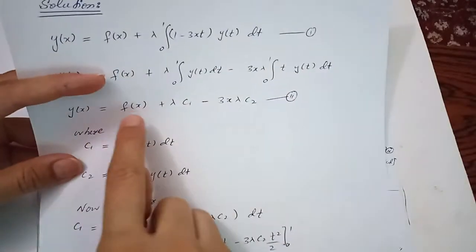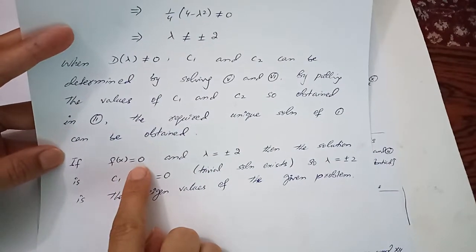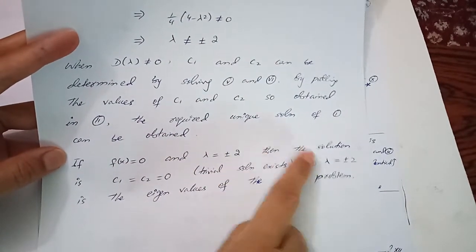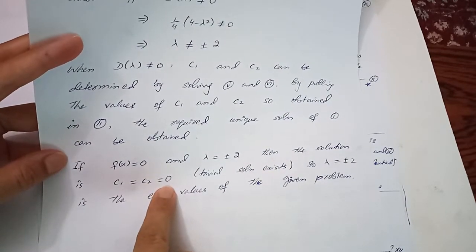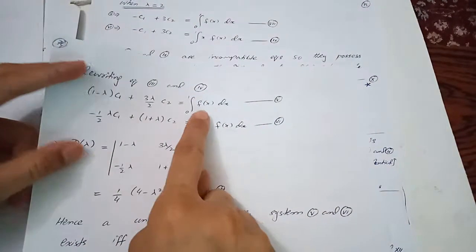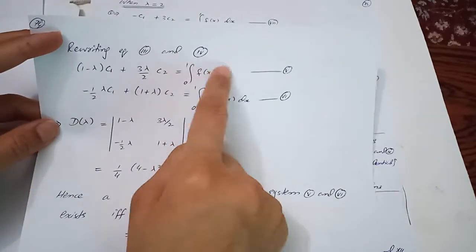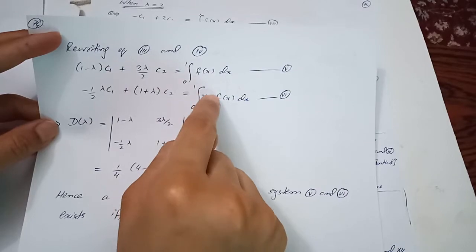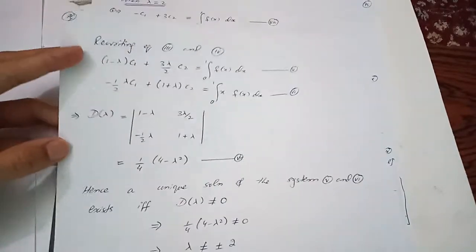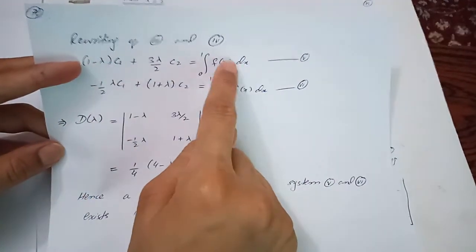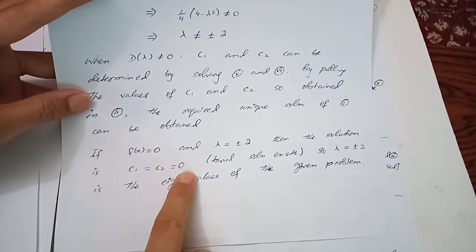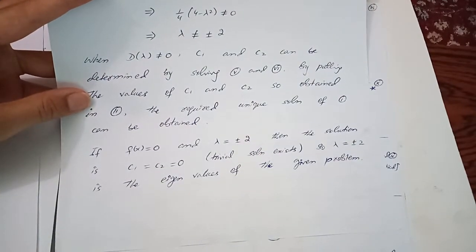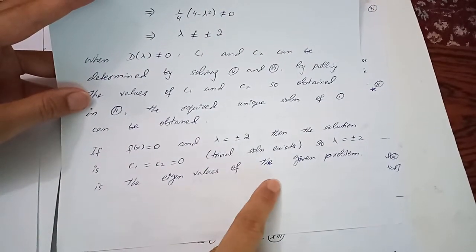Now, we have here f of x. That is unknown. We are going to discuss it right now. If f of x is 0, and lambda is plus and minus 2, then the solution is c1 equals c2 equals 0. If your f of x is 0, then your right side is going to be 0 here. And if lambda is plus and minus 2 and f of x is 0, then from these two equations, we will get that c1 and c2 both are 0. So trivial solution exists. So lambda plus minus 2 is the eigenvalue of the given problem.